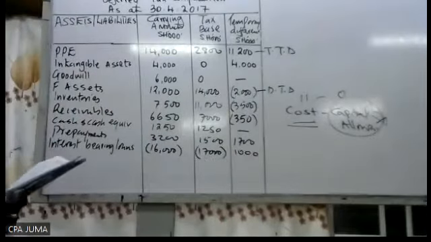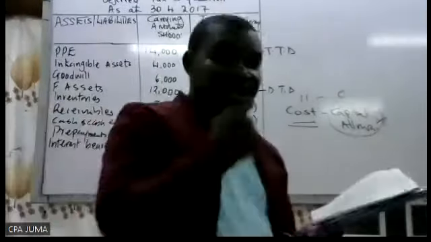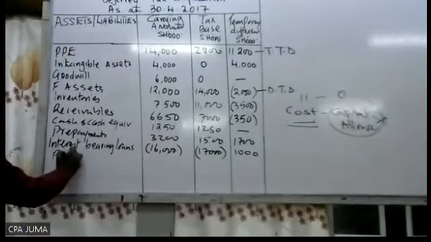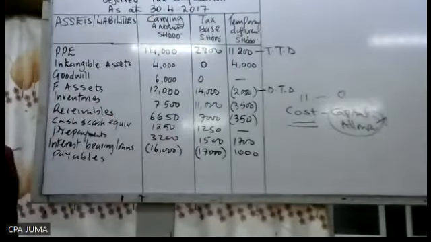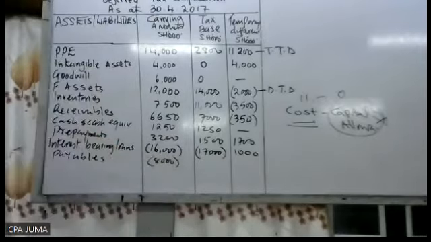Then we have deferred income tax. You don't assess tax on tax. Actually, that is now deferred tax at the beginning. So ignore that one. Trade and other payables. Where are the payables? Payables, 8,000. Also, you subtract.